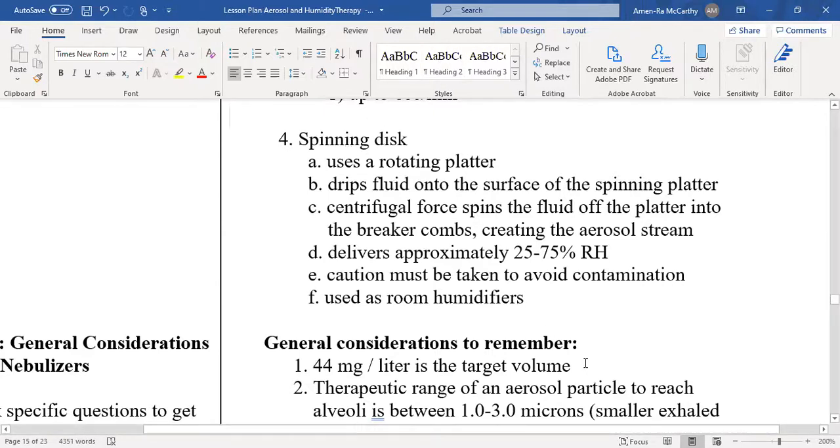Spinning disc nebulizer. Now let me show you the spinning disc nebulizer, because this is my favorite one. I used to use this ever since I've been a little boy. It helps me sleep because of the sound, it's a little hum, and it's a little mist like that.